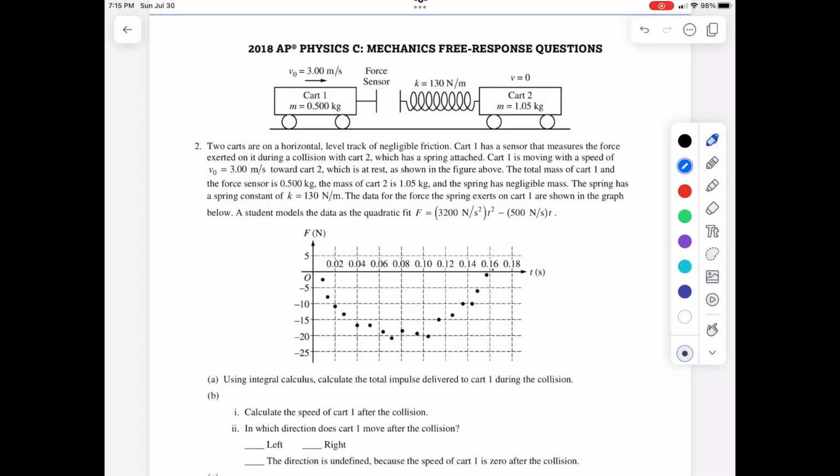Hi guys, I wanted to make a video explaining one of the FRQs from the AP Physics C Mechanics exam. This FRQ is from the 2018 Set 1 questions, and I'm doing question 2.